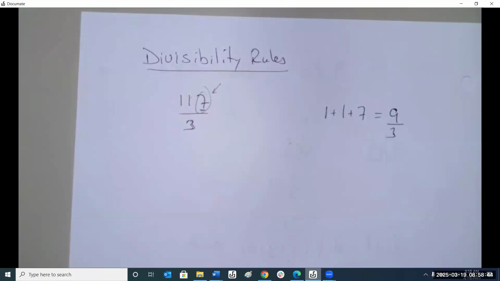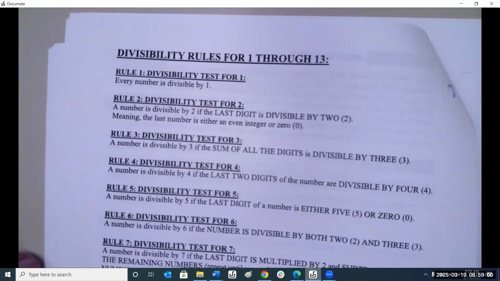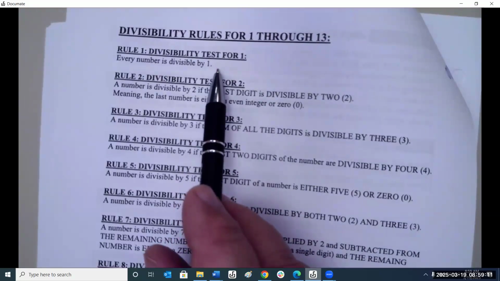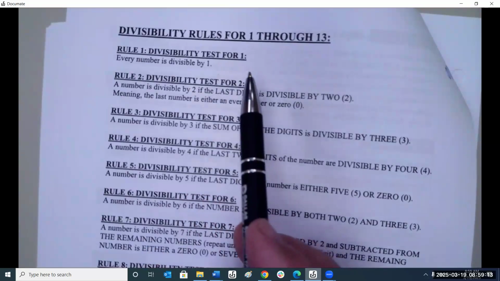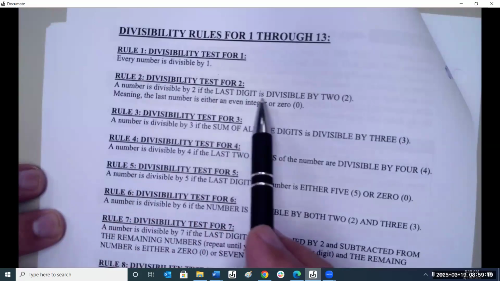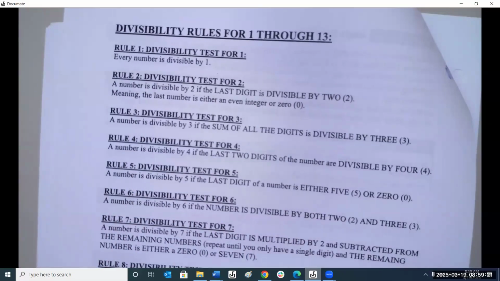Look at the packet I gave y'all. At the end of section 1, I gave you these rules. Divisibility rules for 1 through 13. First off, every number is divisible by 1. True. Now, it's divisible by 2 if the last digit is an even number or 0.